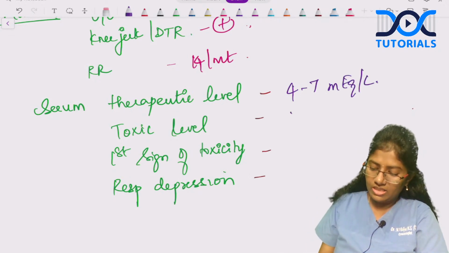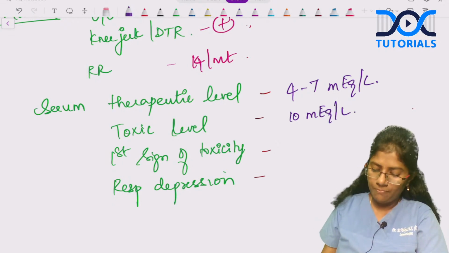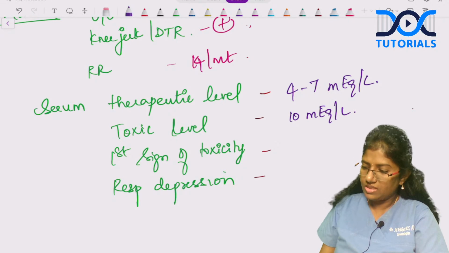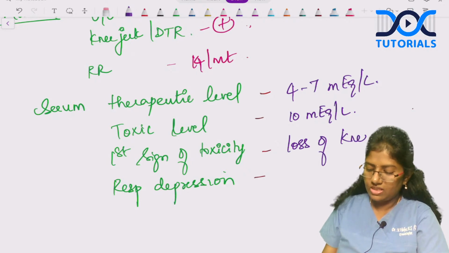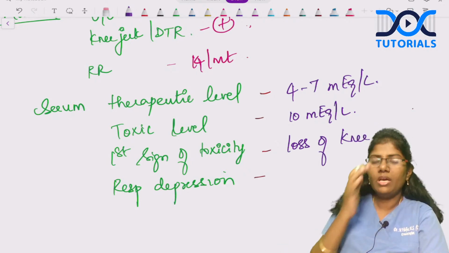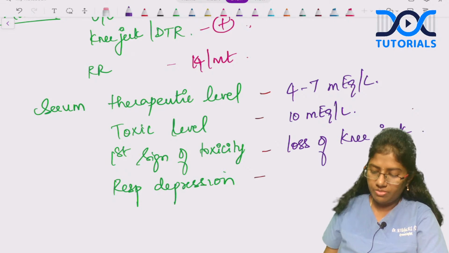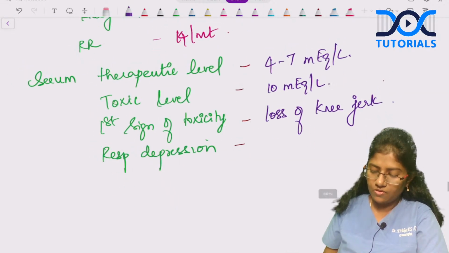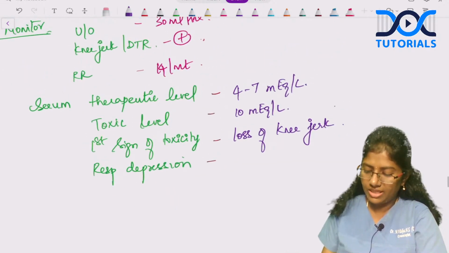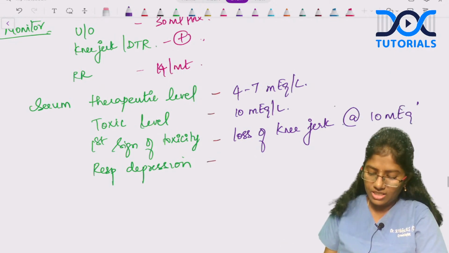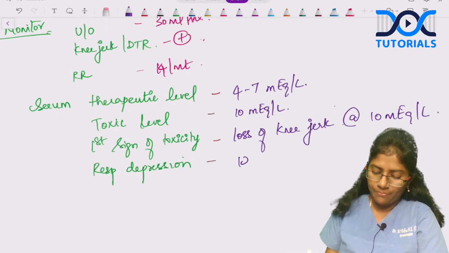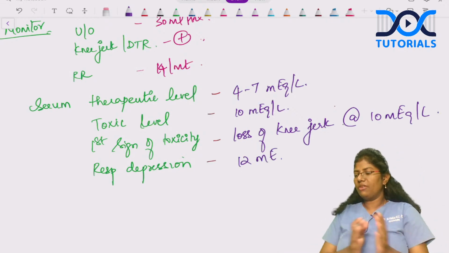Toxic level is 10 milliequivalents per liter. And the first sign of toxicity is loss of knee jerk. Loss of knee jerk is seen at 10 milliequivalents. Respiratory depression at 12 milliequivalents.